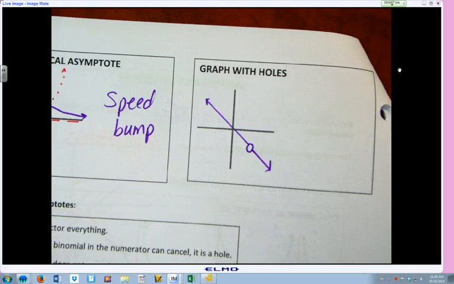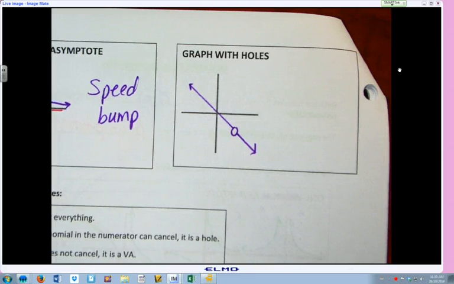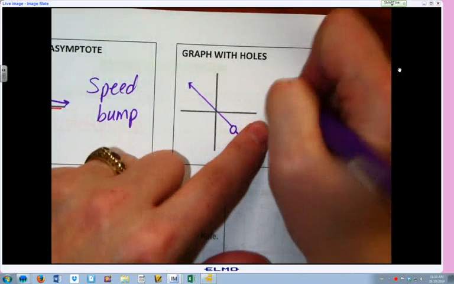Oh, you'll find out. What do you think we call it? Oh, we're a little more creative than that. Graph with hole.